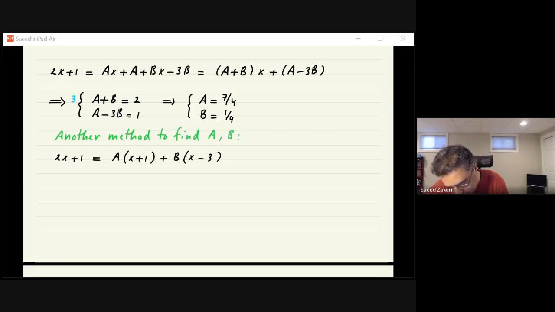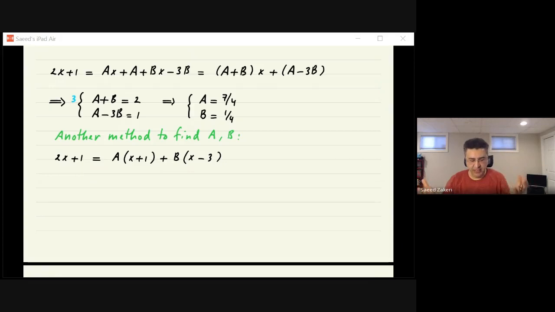What is this method? Remember, we had this identity, and we wanted to recover A and B. This identity is supposed to hold for every x. No matter what x is, they are supposed to be equal. So what if I choose particular values of x?